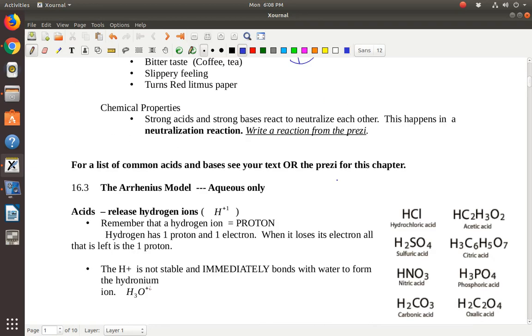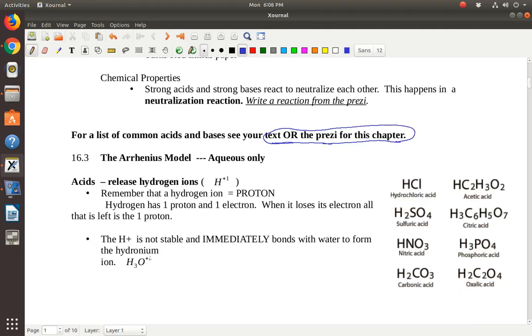So for a list of common acids and bases, see your text or the Prezi for this chapter. So we have a lot of common acids and bases. There's some over here. I need you just mostly to memorize the strong ones. If I need you to memorize something else, I will let you know. But here's a bunch of acids over here.